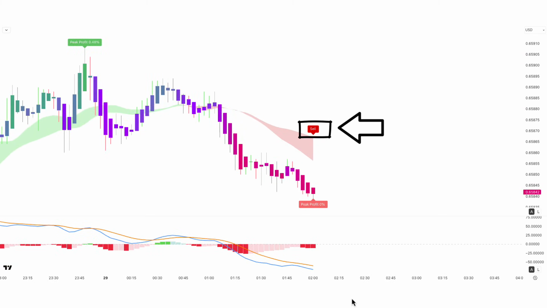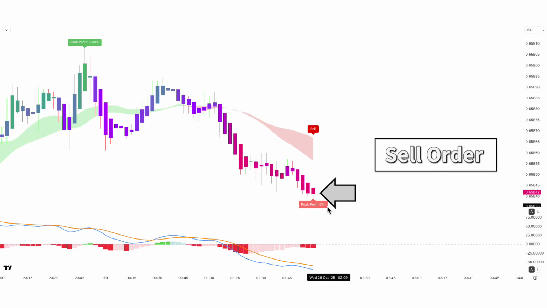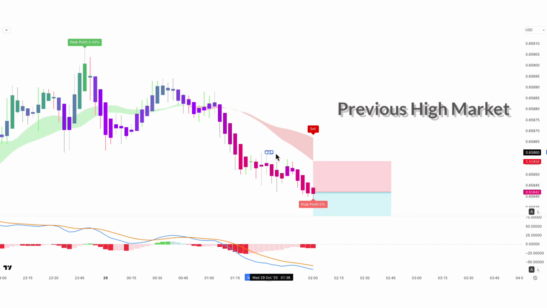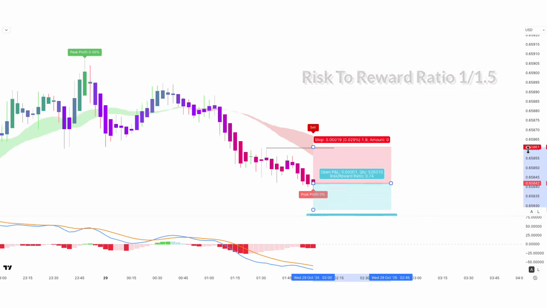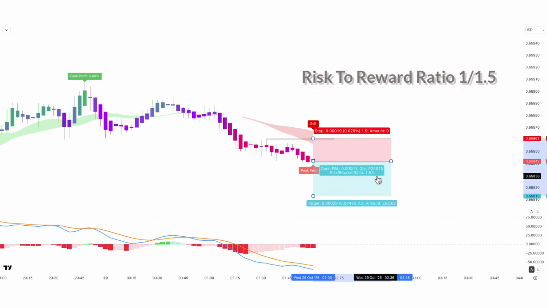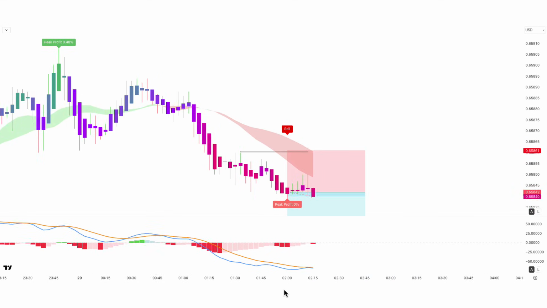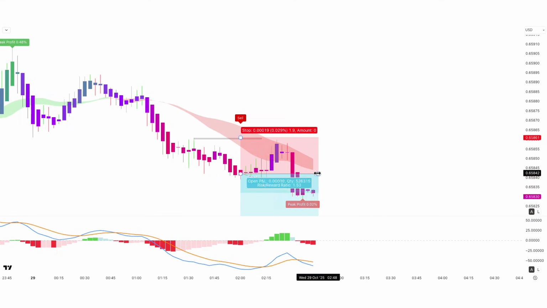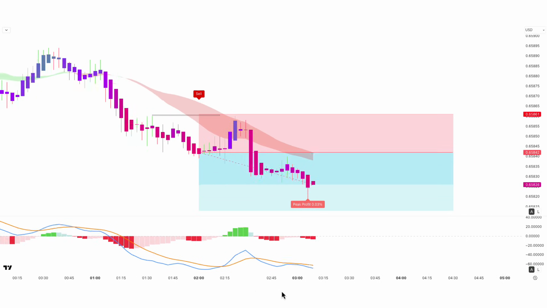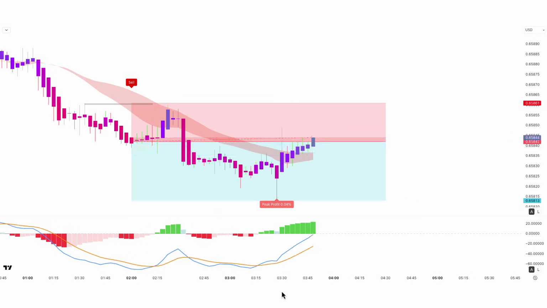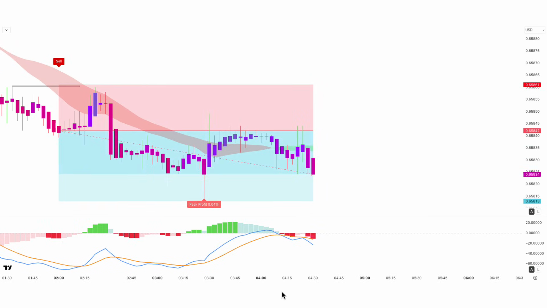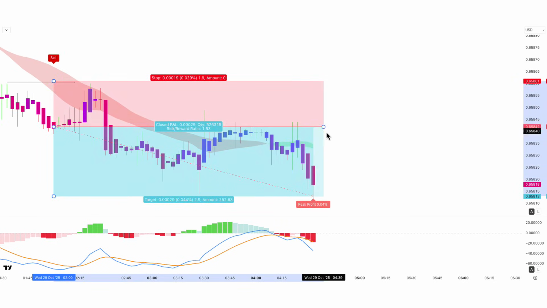When the ultimate algo arrow of this indicator is a sell signal, when the orange line of volatility adjusted is above the blue line, and when the market forms a bearish candle, if this condition is fulfilled, then we will place a sell order. Our stop loss is to be placed at the previous high of the market, and the risk to reward ratio will be 1:1.5. The market has completely hit the target.